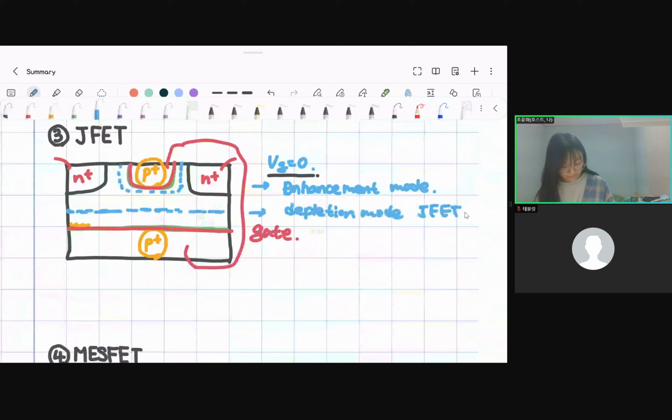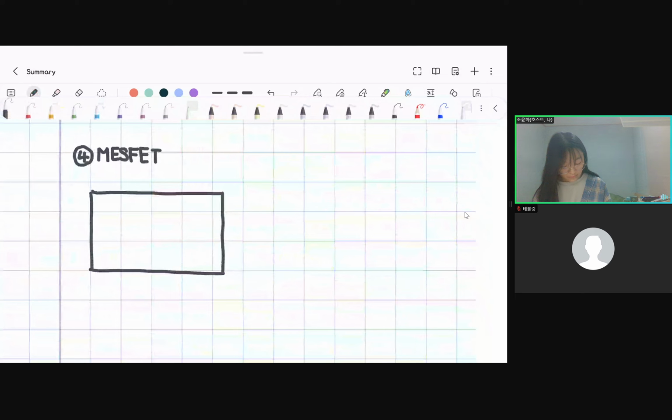Last is a MESFET. MESFET means metal semiconductor field effect transistor. It means it doesn't have an oxide layer here. It only has a metal here. And this is a MESFET.